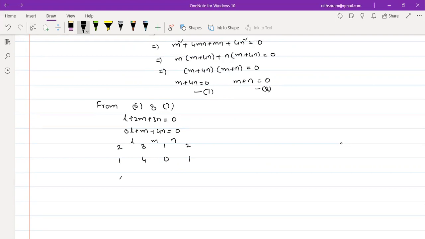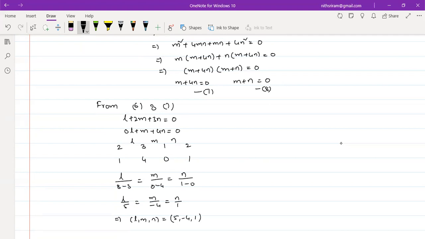So that we get L by, 2 fours are 8 minus 3, is equal to M by 3 zeros are 0 minus 4, is equal to N by 1 minus 0. So this implies finally we get L by 5 is equal to M by minus 4 is equal to N by 1. So this implies L comma M comma N is equal to 5 comma minus 4 comma 1. So this is one point.